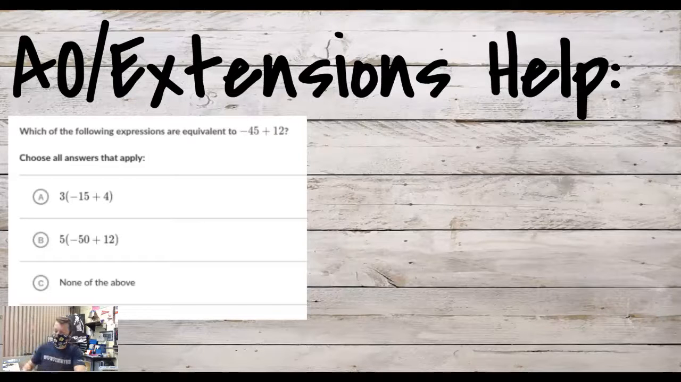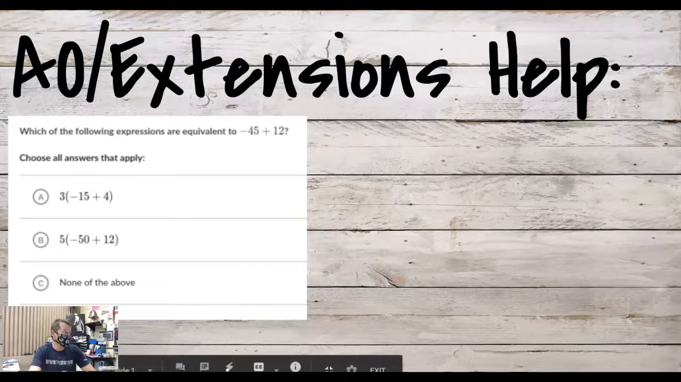One option with equivalent expression problems is always to just solve everything. But that's not always the option that we need to take, and that never is really the easiest option, but sometimes it's the best.